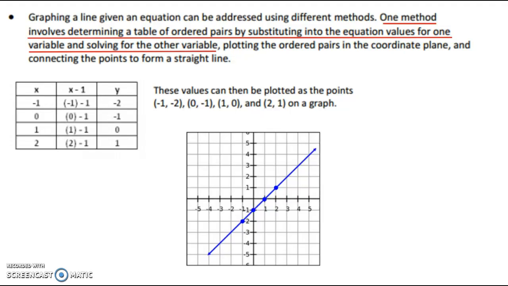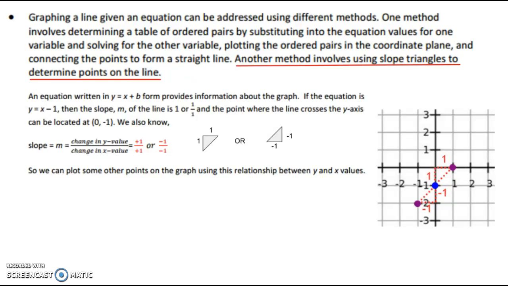While this example shows an additive relationship, students must also be able to graph equations representing multiplicative relationships in the form y equals mx. Students are also expected to graph using slope triangles to find points on a line. Students begin by identifying the y-intercept and the slope from the equation. Then, graph the y-intercept shown by the blue point and use the slope triangle shown in red dotted lines to plot some other points on the graph shown with purple points.